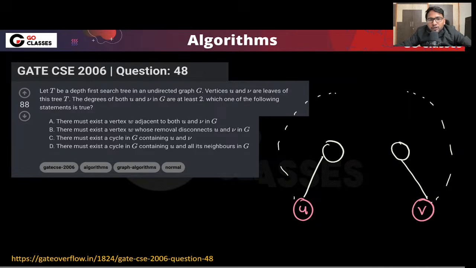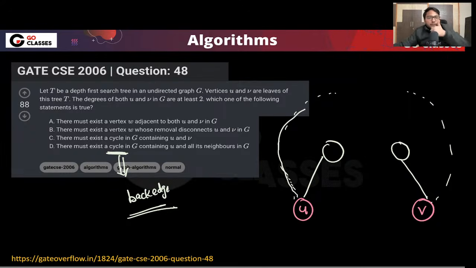Now cycle means what? Back edge, isn't it? Back edge. You just tell me, they are saying that if the degree 2 you have to satisfy, then there must be a back edge, right? That is starting from U, or maybe V. Actually, you can have V also here or U also here, doesn't matter. It's a symmetric situation. So there must be a back edge. This graph is undirected, so there can be the back edge. There won't be a forward edge basically.